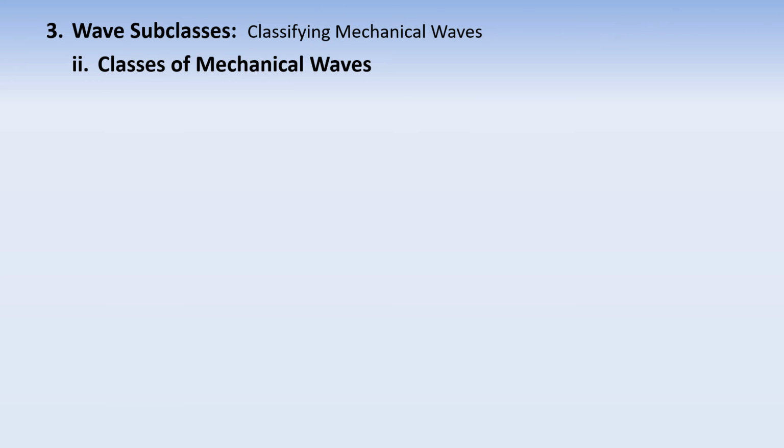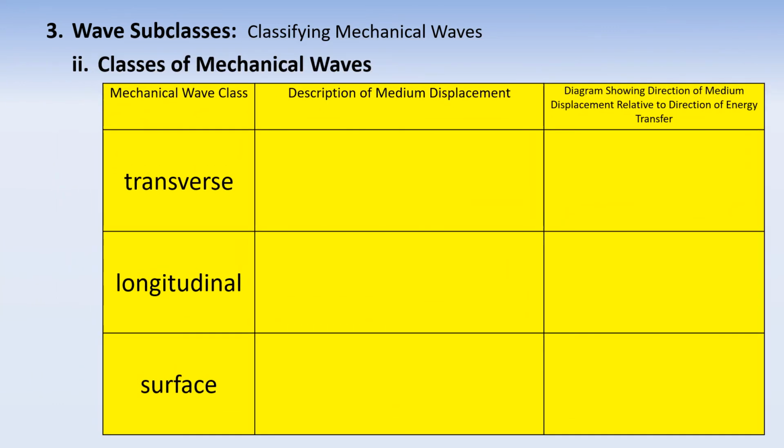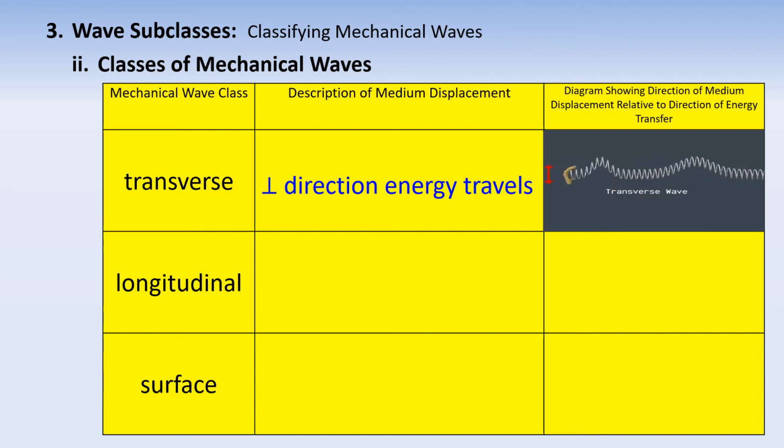So let's look at this phenomenon in greater detail to see how and why mechanical waves get classified as they do. The first class of mechanical waves is what we'll call transverse waves. So in a transverse wave, the medium is displaced in a direction that is perpendicular to the direction the energy travels. So let's look at an example.